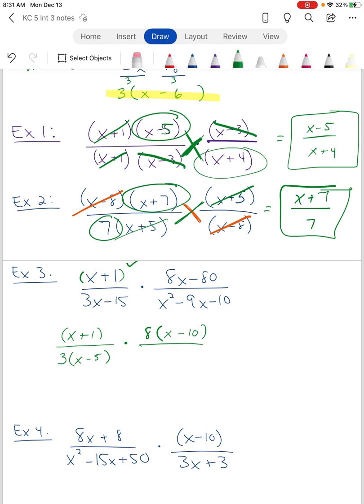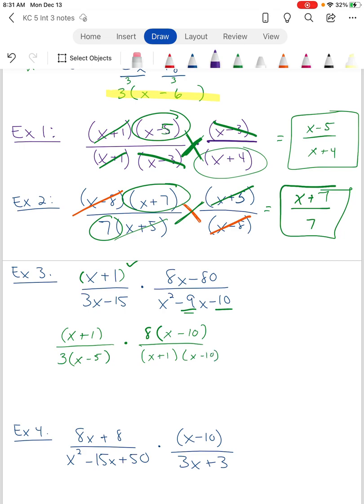And then the last one, x squared minus 9x minus 10, just like we did in the first example: what two numbers multiply to give you negative 10 that will add up to give you negative 9? That would be a positive 1 and a negative 10.